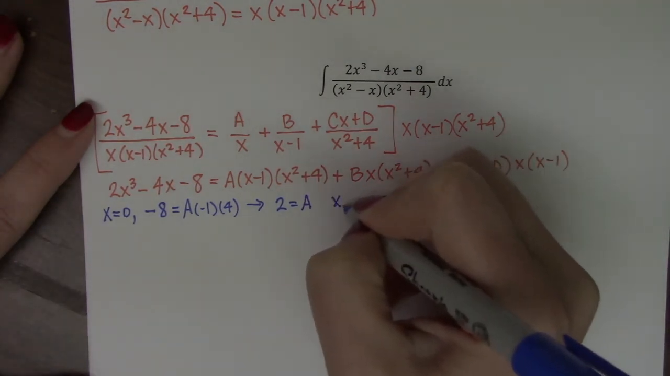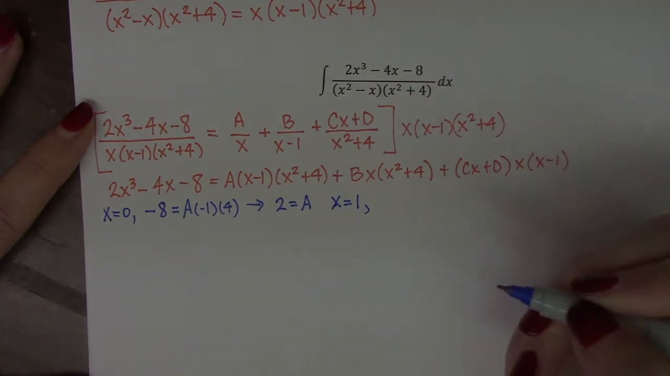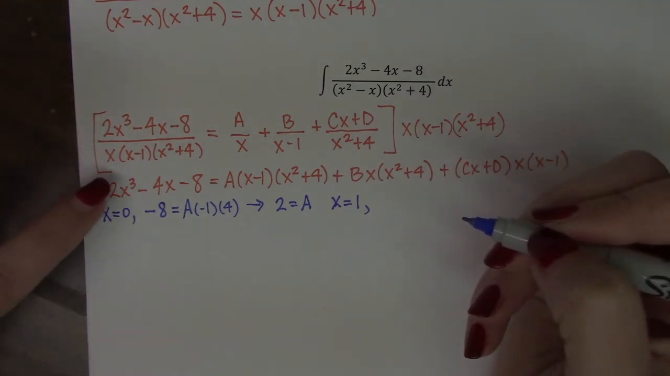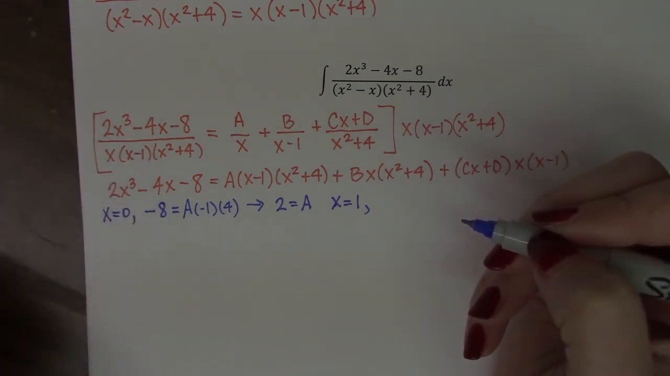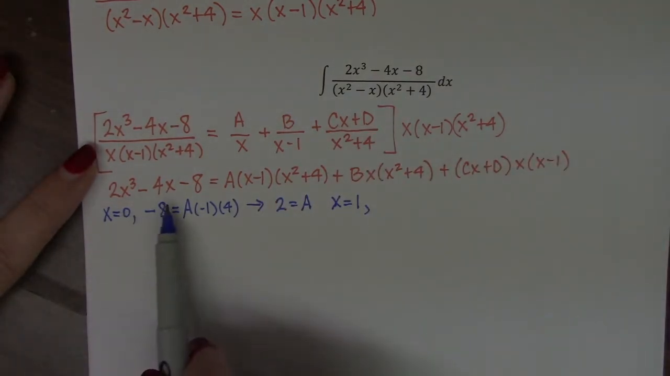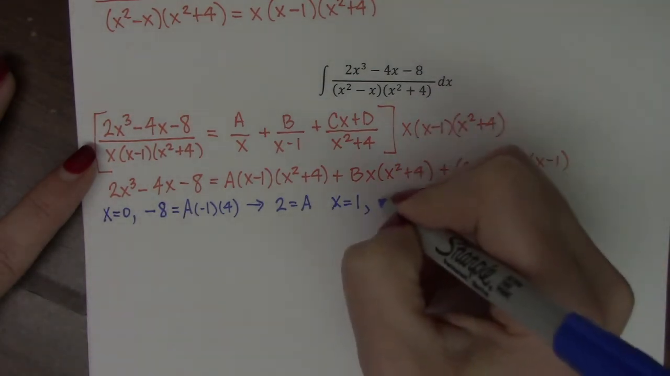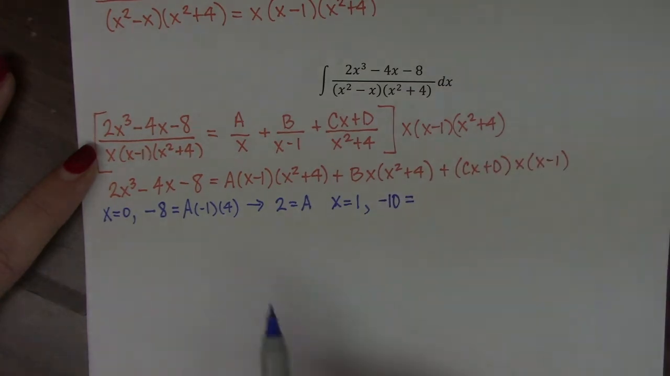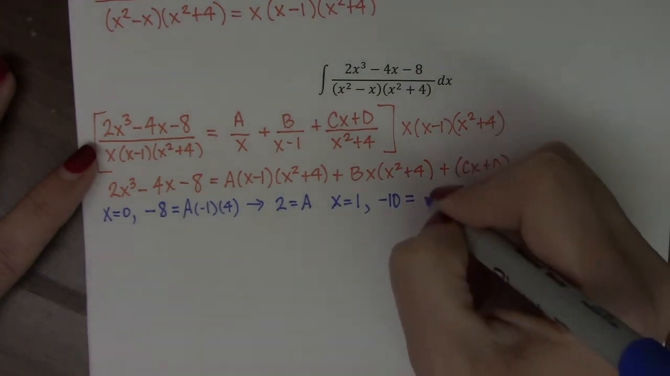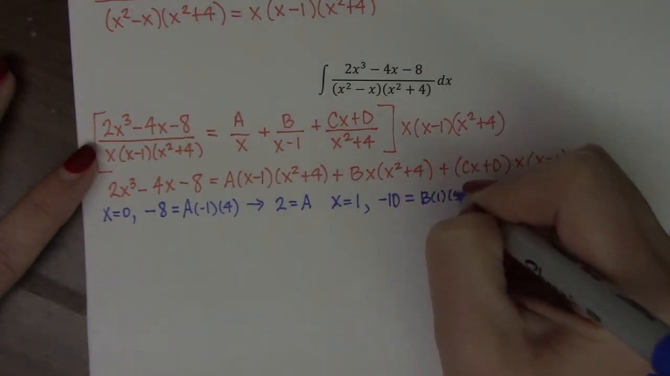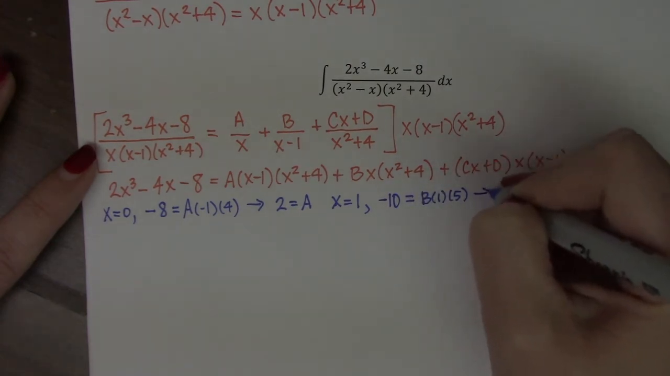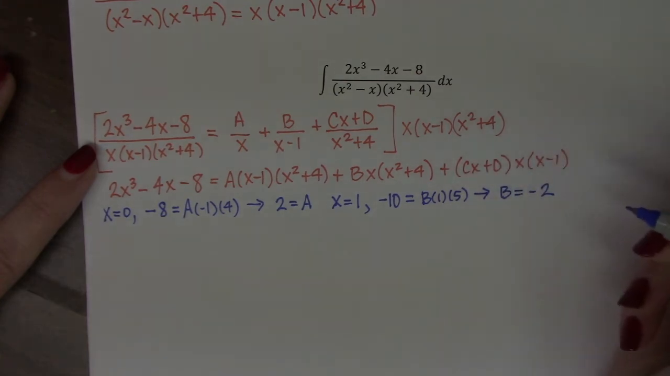The other linear term says, well, let's try x equals 1. So when you plug in 1 on the left side of the equation, you're going to get 2 minus 4 is negative 2, minus 8 is negative 10. Make sure I did this right. 2 minus 4 is negative 2. Negative 2 minus 8 is negative 10. On the right side, any term with an x minus 1 disappears. So we only have to plug in 1 right here. So we'll get b times 1 times 5. And so this is negative 10 divided by 5. So this says that b is equal to negative 2.